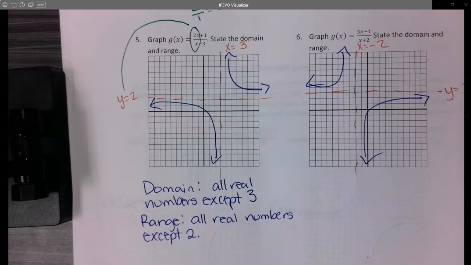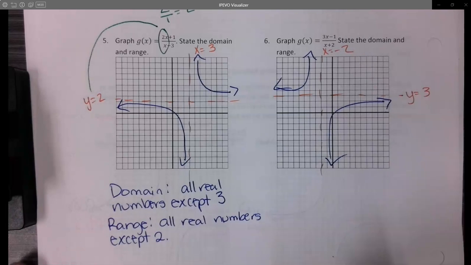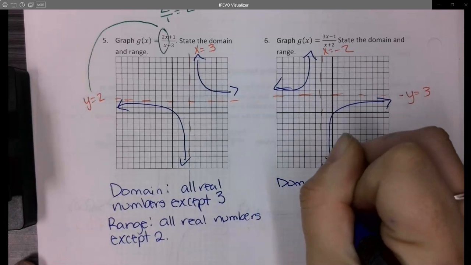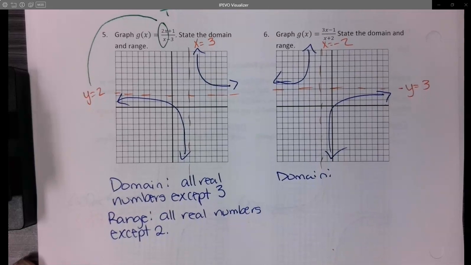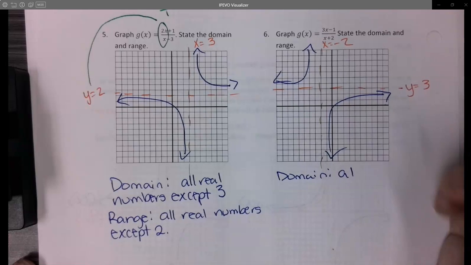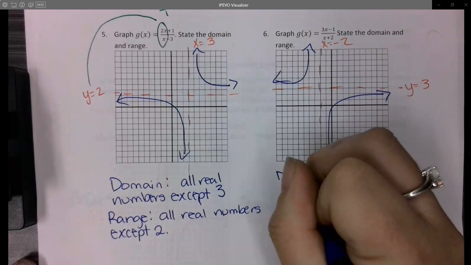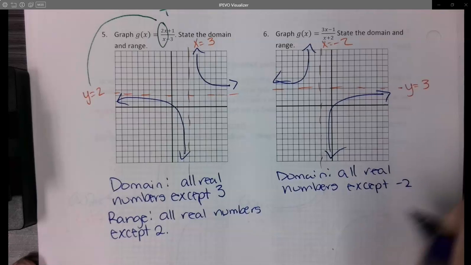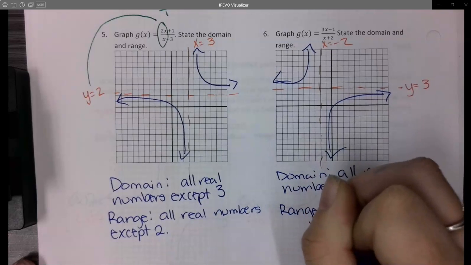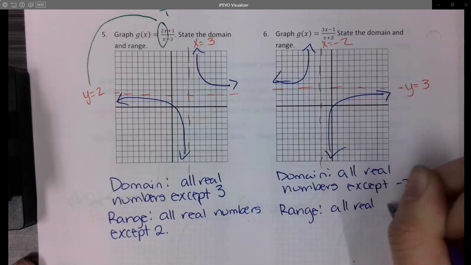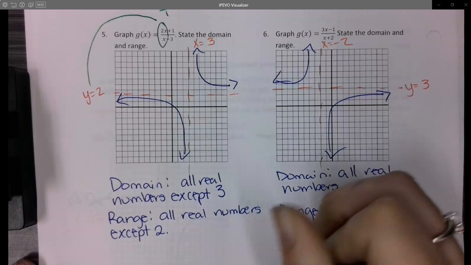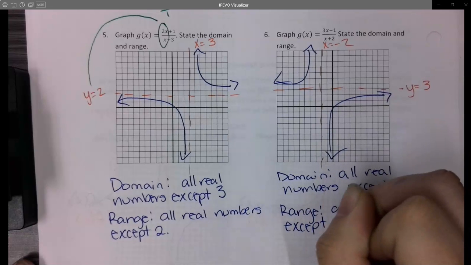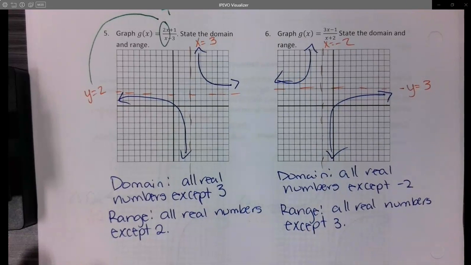Okay, so what is my domain? Domain. Okay. And my range? Ooh. So, questions on this one?